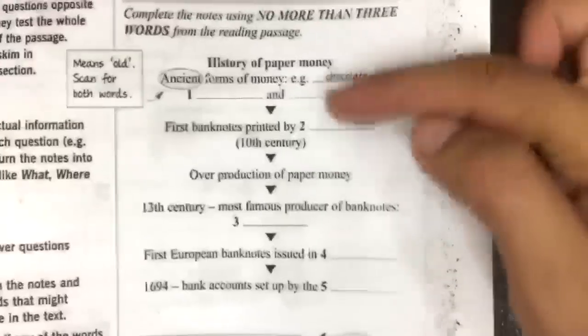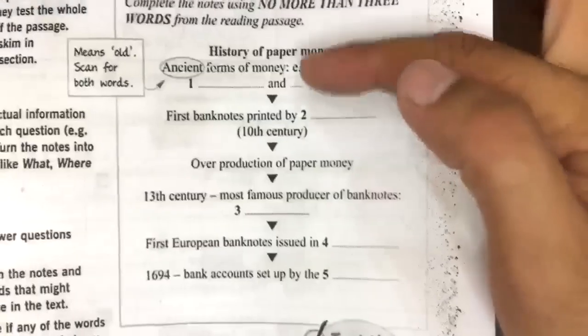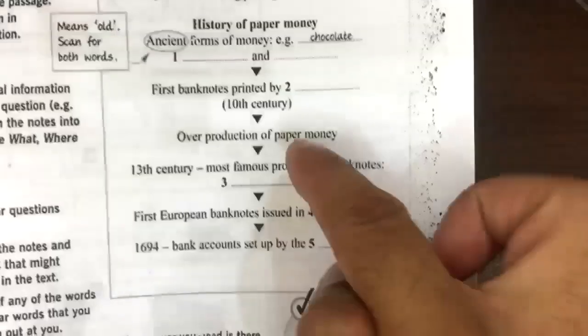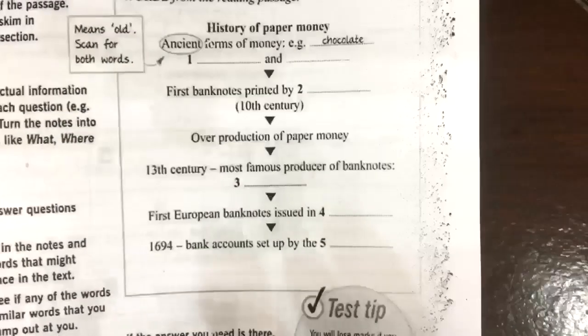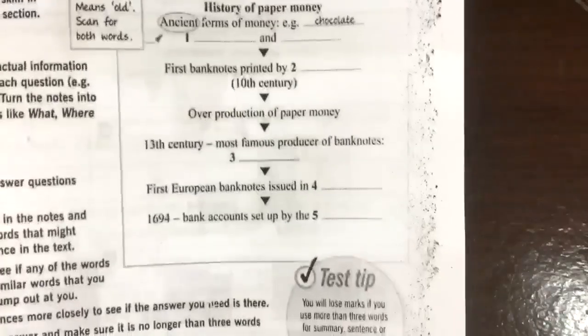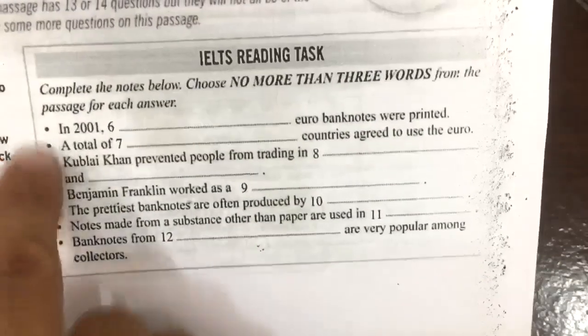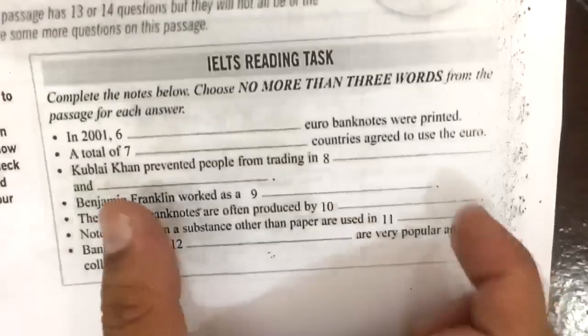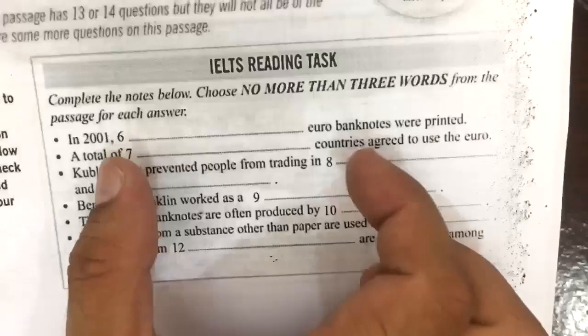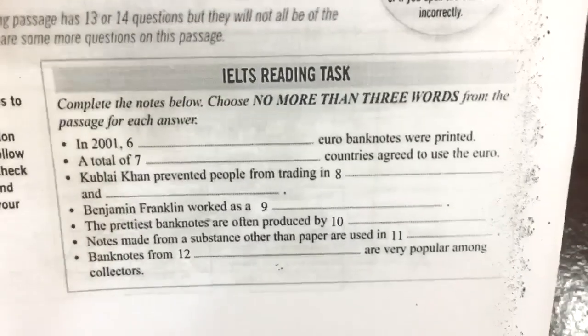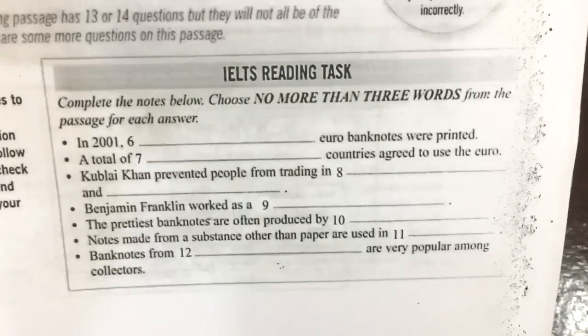Let's move to another type. This is flowchart completion. Flowchart completion is a process step by step. You can see the arrows and information about something. Means here information is given, history of paper money, step by step, and that information we will find from the passage. This is flowchart completion. Here is note completion below. The note completion type of question is like we are given bullets and we have a note from the passage, and we also have gaps in the middle, and we have to find the answer for this blank from the passage. Okay, and this is quite easy.